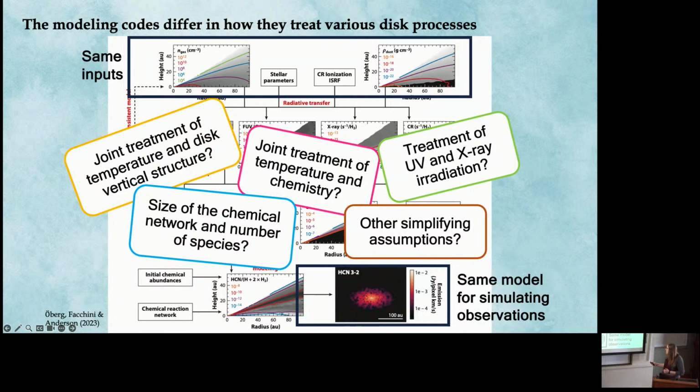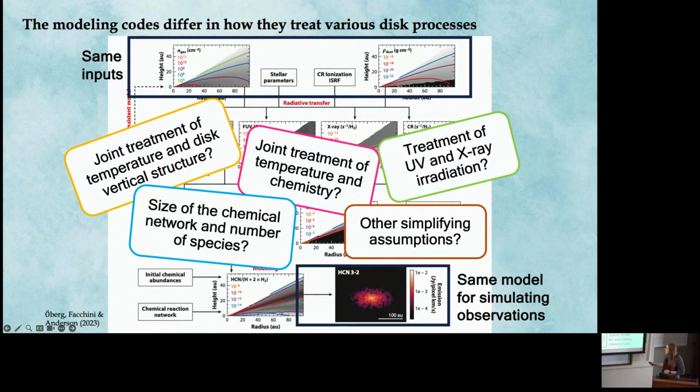codes. And if there are any other simplifying assumptions, because each of these codes was developed for a different purpose, some of them were more focused on getting the disk gas temperature, and the chemistry was sort of built upon later. Some of them were developed specifically with ALMA in mind, or specifically with earlier telescopes in mind.